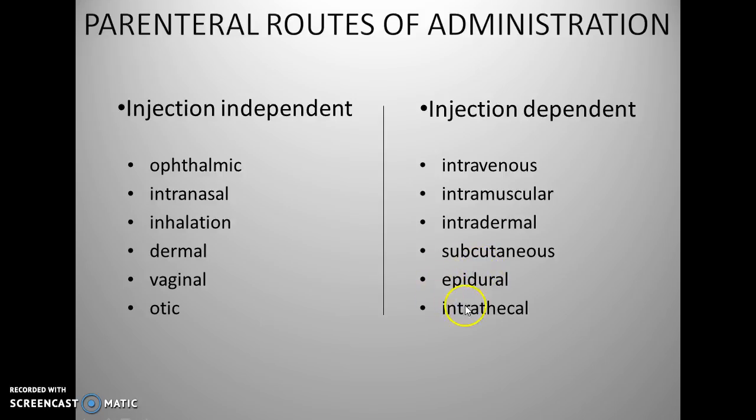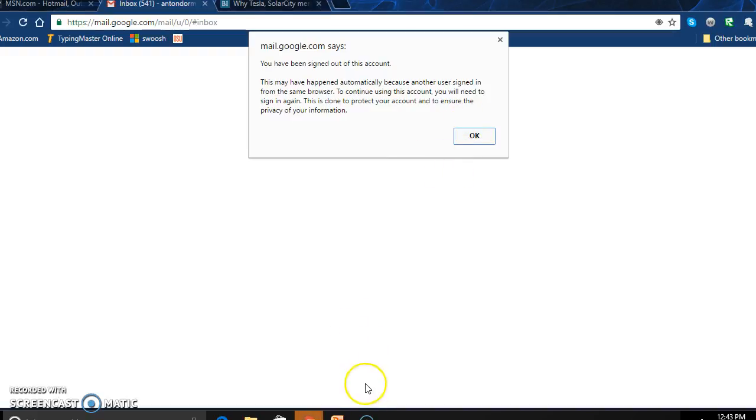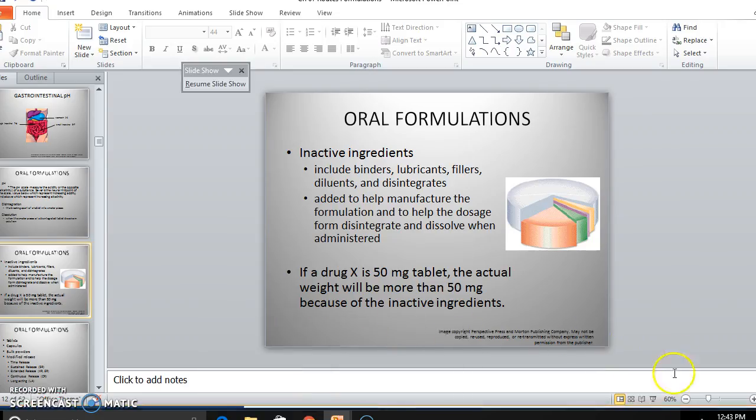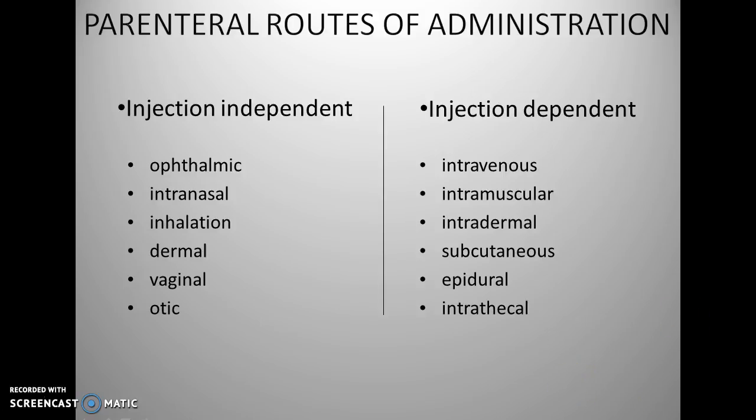Epidural, going into the spinal cord, and intrathecal. When we talk about intrathecal, basically you're talking about occurring within or administered into the spinal theca. So intrathecal administration is a route of administration for drugs via injection into the spinal canal or into the subarachnoid space so that it reaches the cerebrospinal fluid.